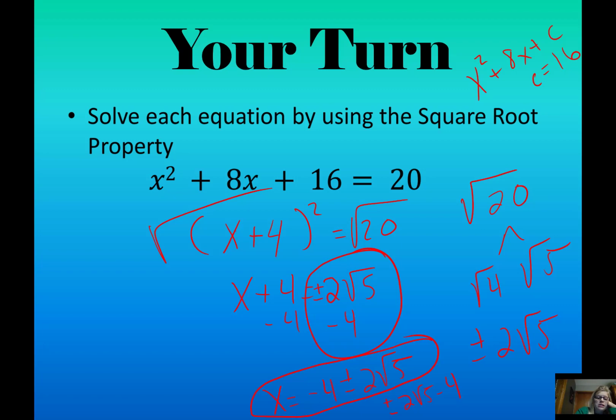Let's do another one. Let's say it was x squared minus 16x plus c. What does c have to equal? Well, negative 16 divided by 2 is negative 8. Negative 8 squared is 64. So if c is 64, then it is a perfect trinomial.